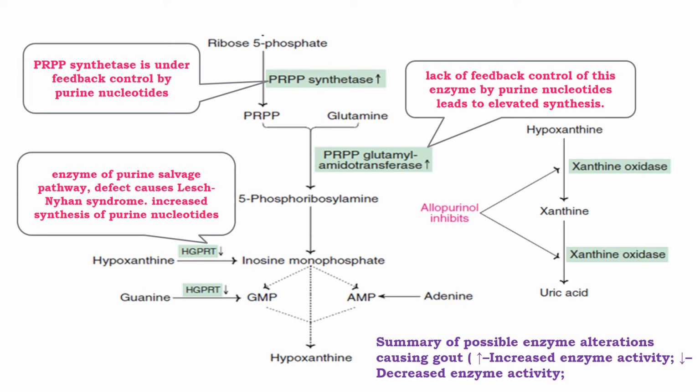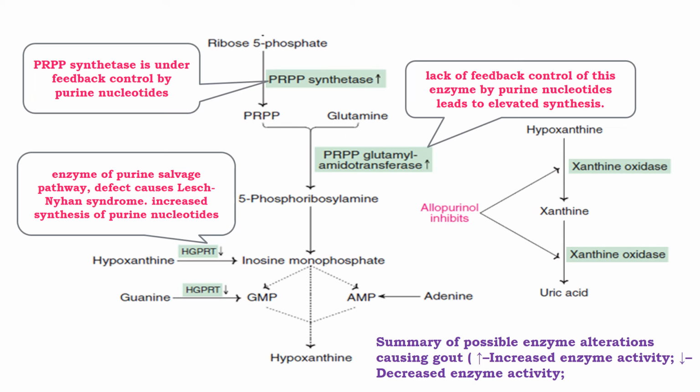If the degradation is increasing, then we get increased concentrations of uric acid. And there is one more step. You can see at this point, the PRPP glutamyl amidotransferase. Even if there is a lack of feedback control of this enzyme by purine nucleotides, it will increase the elevated synthesis of nucleotides. So ultimately, if the concentration of nucleotides is increasing, then automatically uric acid concentration also increases. If this accumulates in the joints, then we get gout.